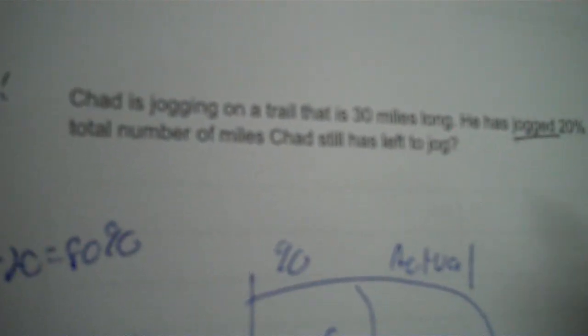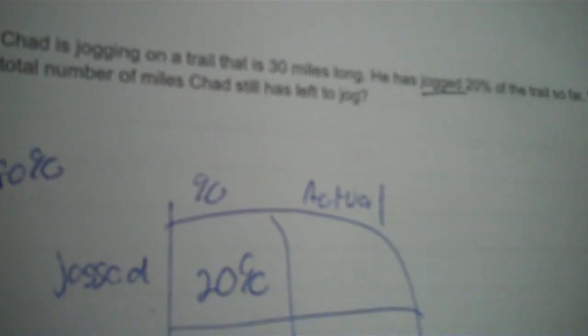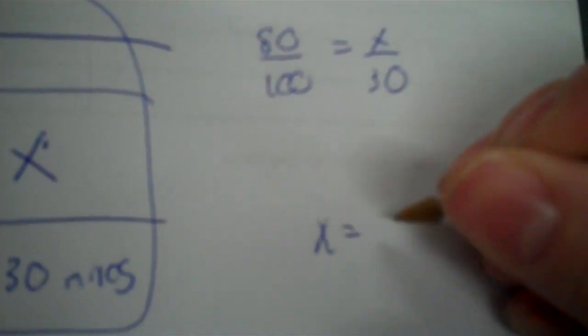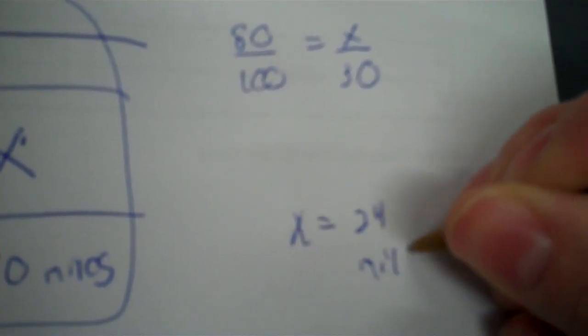Now it says, what's the number of miles he still has left to jog? So we need to find out how much he's not jogged, okay? So I put X here, and this is eliminated. So it would be 80 over 100 equals X over 30. Cross multiply and divide, so 80 times 30 divided by 100 is 24. So he still has to jog 24 miles, okay?